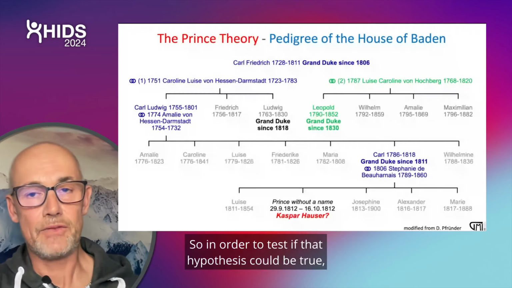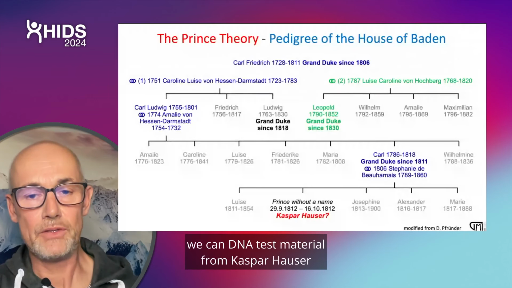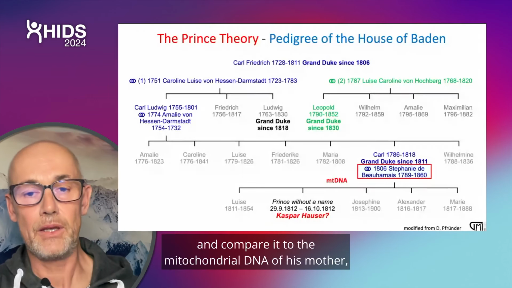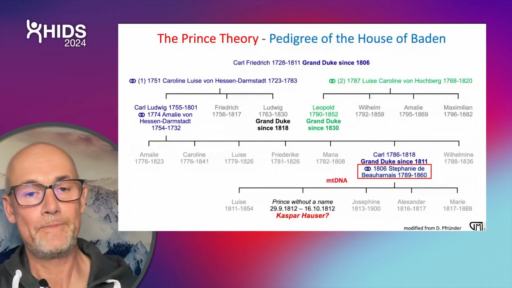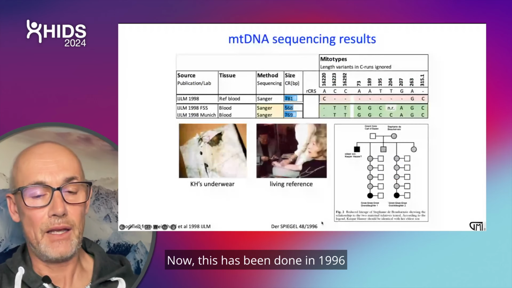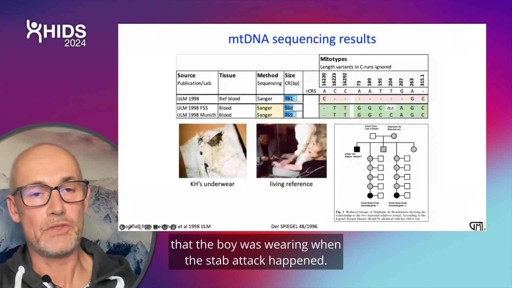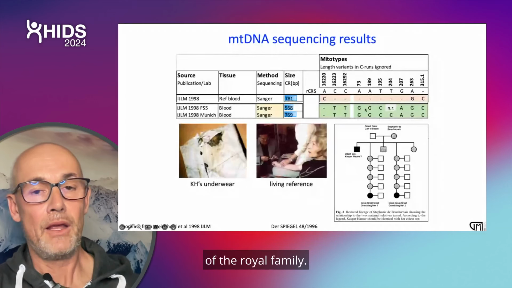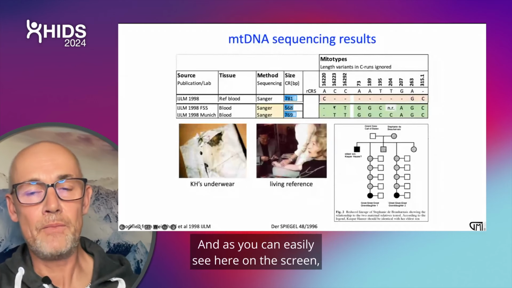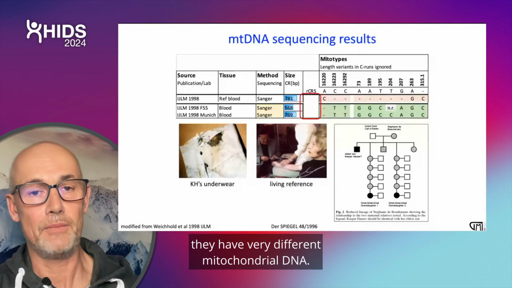So in order to test if that hypothesis could be true, we can DNA test material from Kaspar Hauser and compare it to the mitochondrial DNA of his mother, Stephanie, or one of her descendants in the maternal line. Now, this has been done in 1996. And what you see here is a blood stain on the underwear that the boy was wearing when the stab attack happened. And here you see one of the two living references of the royal family. And as you can easily see here on the screen, they don't share the same mitochondrial DNA. They have very different mitochondrial DNA.